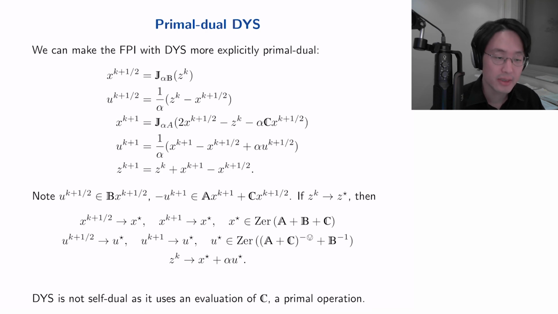So FBS, DRS, DYS can all be made explicitly primal dual methods in the sense that the algorithms produce iterates that converge. If the main iteration converges, the primal and the dual iterates converge to primal and dual solutions. The DYS splitting method, unlike the DRS splitting method, is not self-dual because the DYS splitting method utilizes the evaluation of the operator, the single-valued operator C, and that is an inherently primal operation, so it's not possible to formulate a self-dual structure of the DYS splitting method.